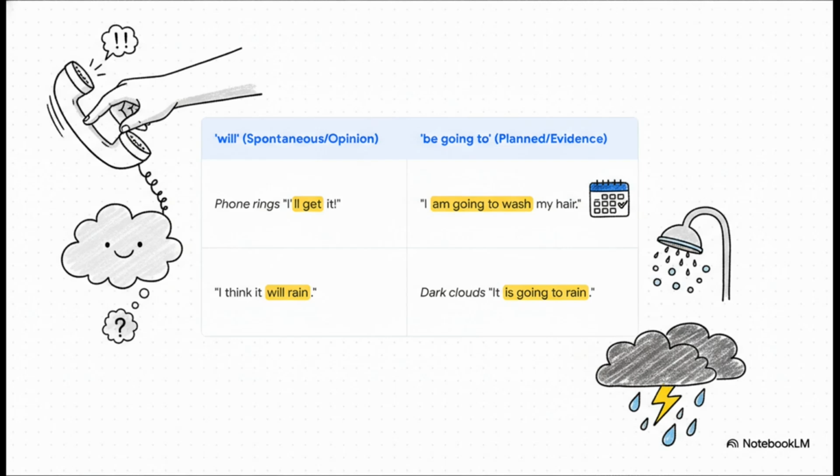Now, the rain example is really cool. If you see dark clouds, there's evidence. So you say, it is going to rain. But if you just have a feeling, it's your opinion. You say, I think it will rain.